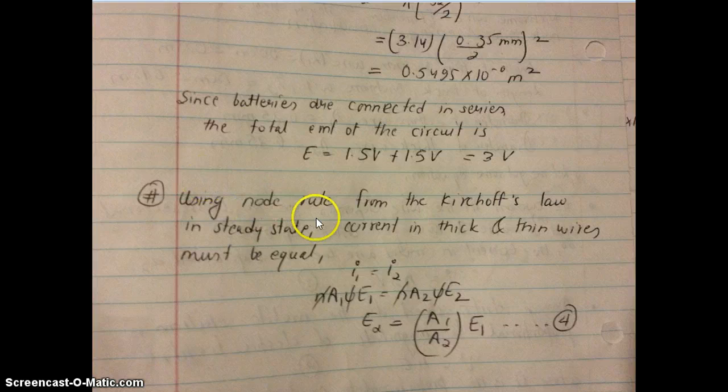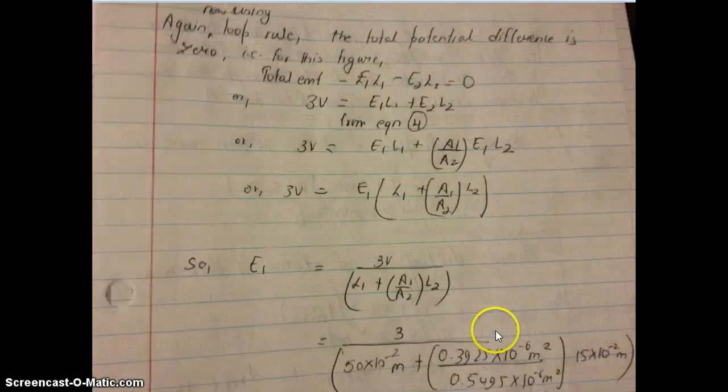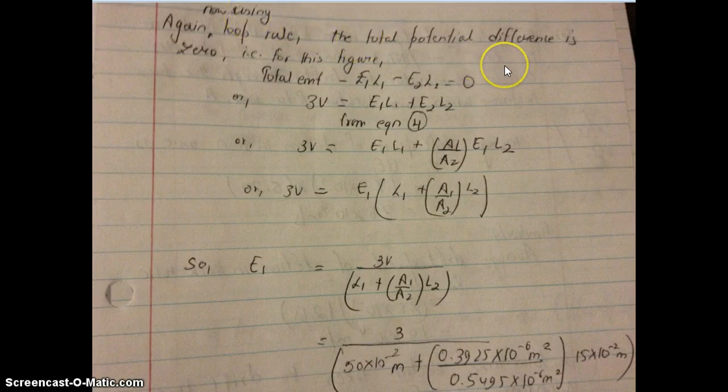Using the node rule from Kirchhoff's law in steady state, which says that current in thick and thin wire must be equal, so I1 equals I2. Now this is the equation that we got earlier, I equals nAuE, and putting this value, we get E2 equals (A1/A2) E1. And again, using the loop rule, which says that the total potential difference is 0, for this figure, the total EMF minus E1 L1 minus E2 L2 is equal to 0. Now putting total EMF on one side and the other components on the other side, we get this equation.